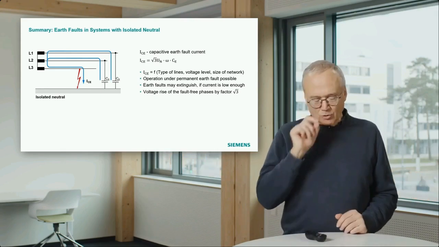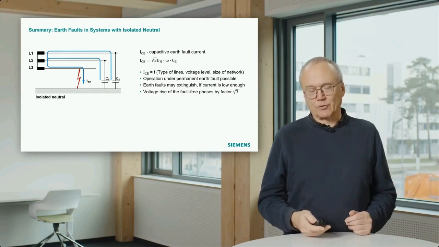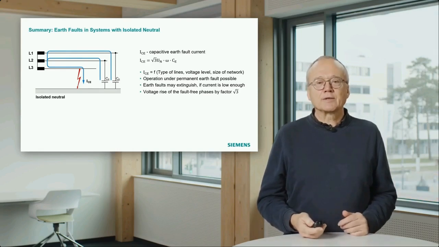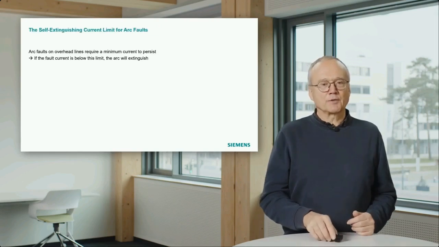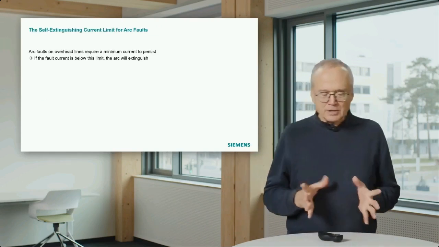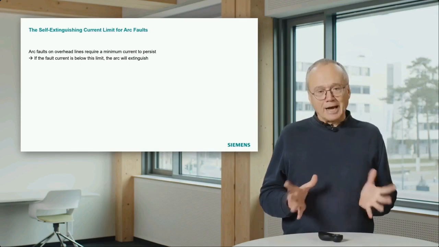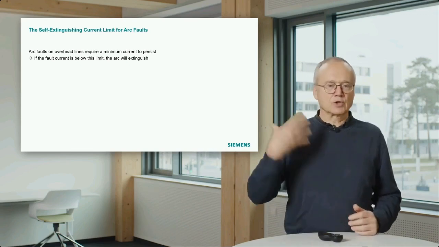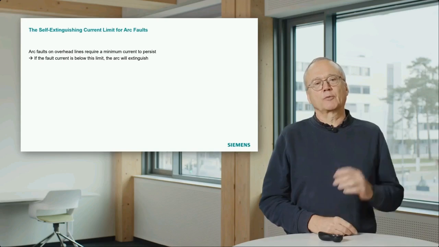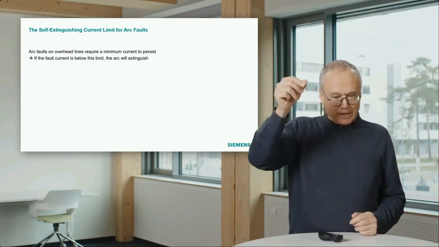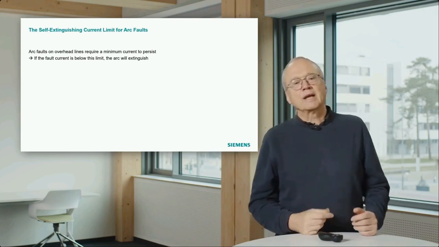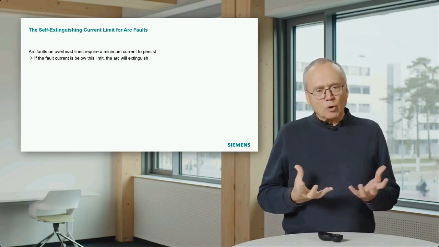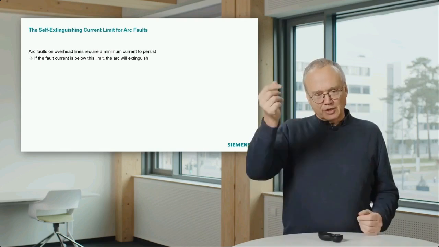But first of all, let's look at this self-extinguishing thing, because that is one of the big advantages of this treatment of the star points. Imagine you have a fault, an arc fault on an overhead line. Started maybe by a lightning arc from a thunderstorm. Then you have an arc between the conductor and the tower. And at the moment there's nothing damaged. There's just an arc.